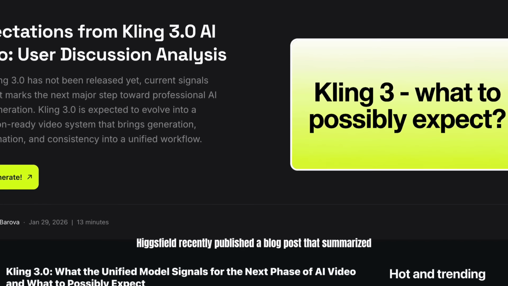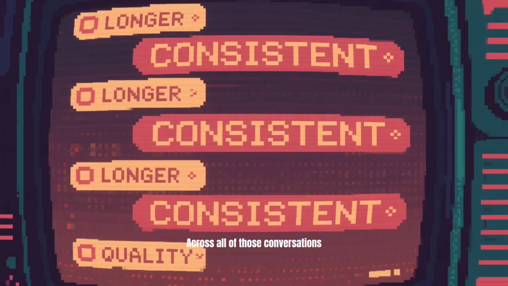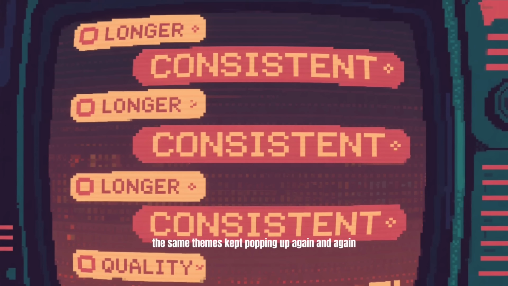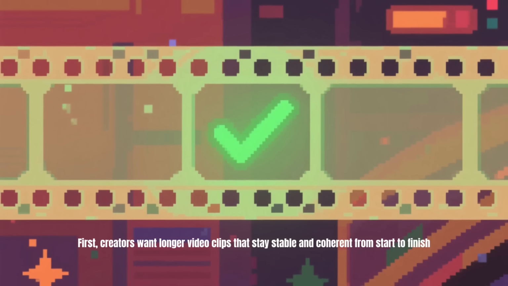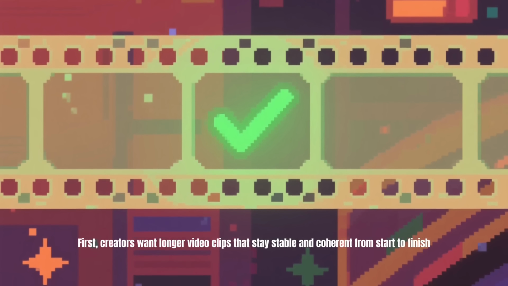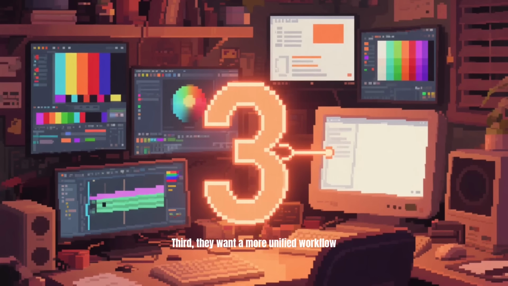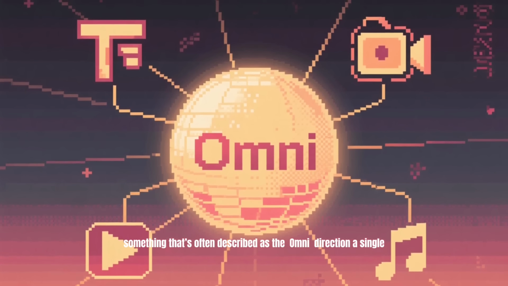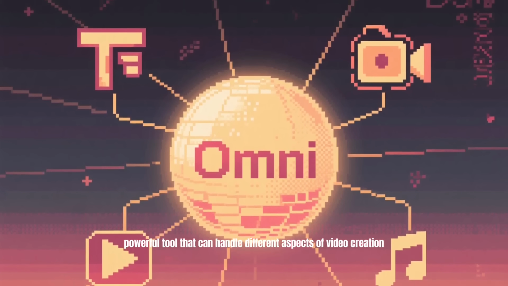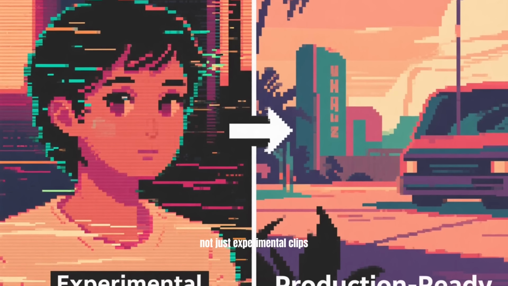Higgsfield recently published a blog post that summarized user discussions and their expectations for Kling 3.0. Across all of those conversations, the same themes kept popping up again and again. First, creators want longer video clips that stay stable and coherent from start to finish. Second, they want much better character and scene consistency. Third, they want a more unified workflow, something that's often described as the Omni direction, a single, powerful tool that can handle different aspects of video creation. And finally, they want outputs that feel closer to production-ready video, not just experimental clips.